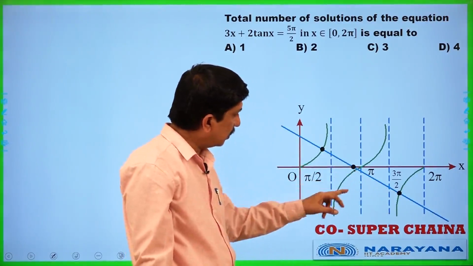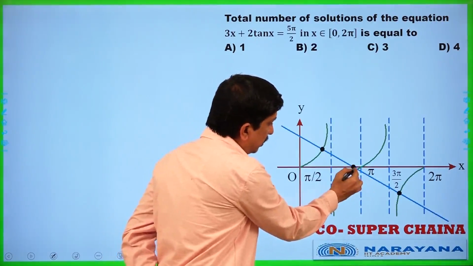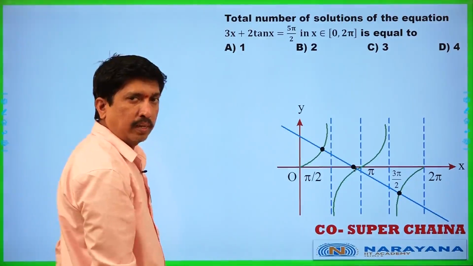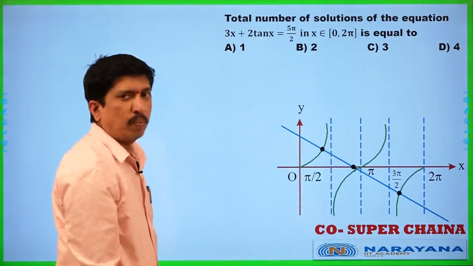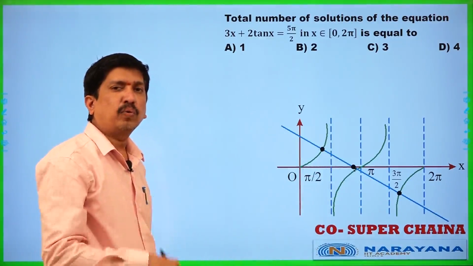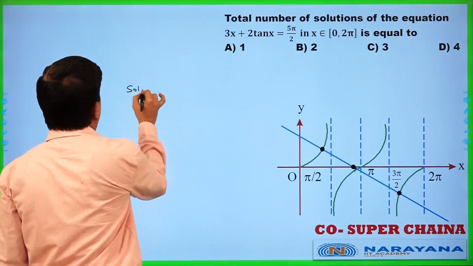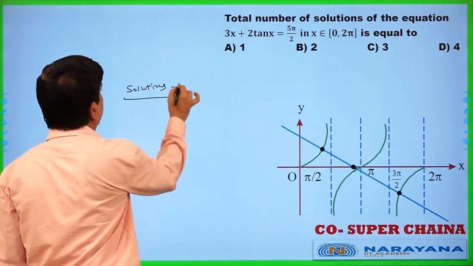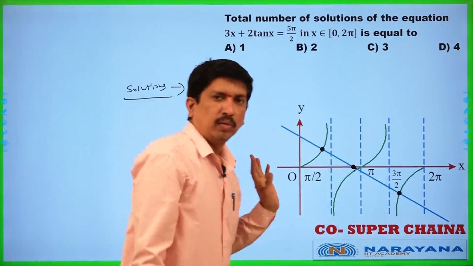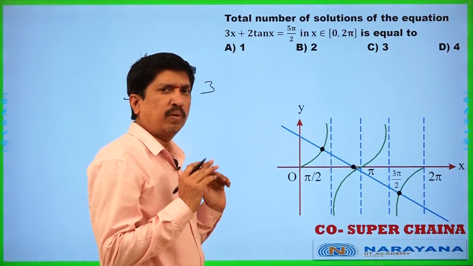See, here the black mark has moved to that side. Actually, this is the intersection. Now, 1, 2, 3, 1, 2, 3. So, that is the number of solutions. The line is cutting the tan x graph in 3 points only. The number of solutions is nothing but the number of points of intersection. So, how many solutions are there? Clearly 3 solutions. 1, 2, 3. So, make sure to practice drawing the graph, then only you will get it.